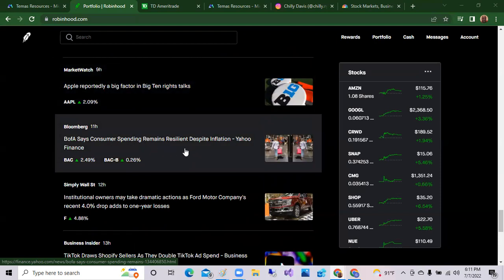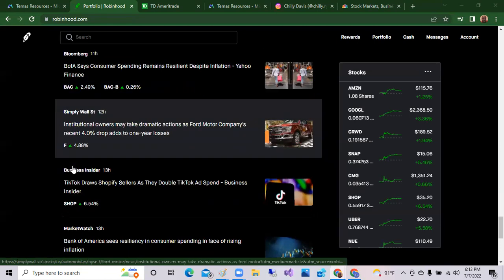Bank of America says consumer spending remains resilient despite inflation. And we know that people are still traveling despite inflation being at a record high. So that's good news. Also, Bank of America and many other banks did increase their dividends. So if you're invested in banking stocks like JP Morgan and Bank of America, you're going to get a better return every three to four months, on a quarter.